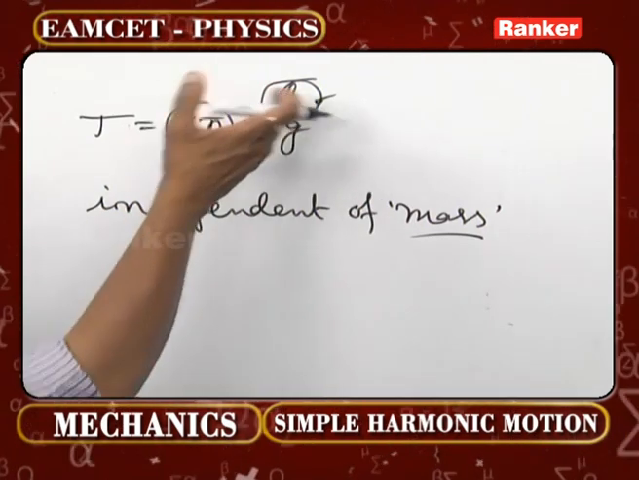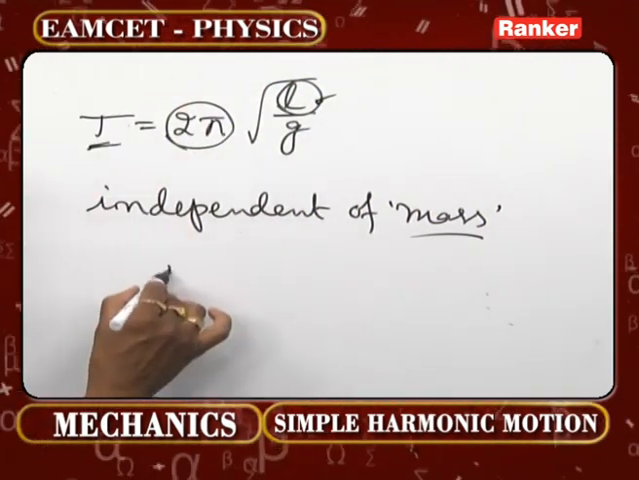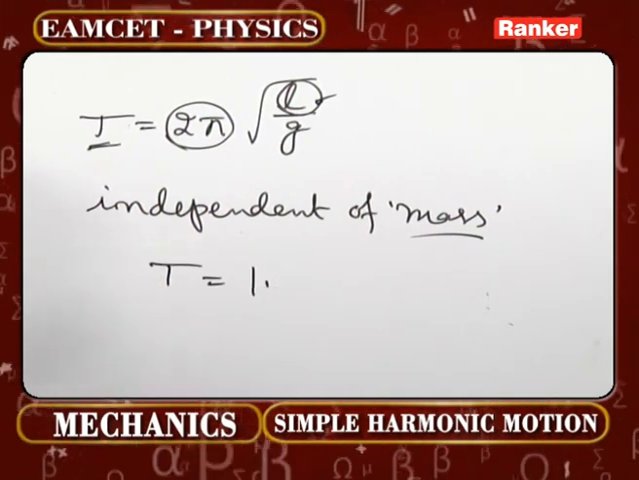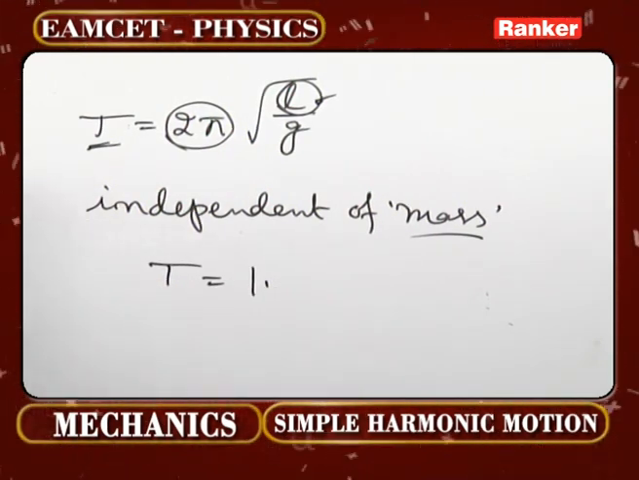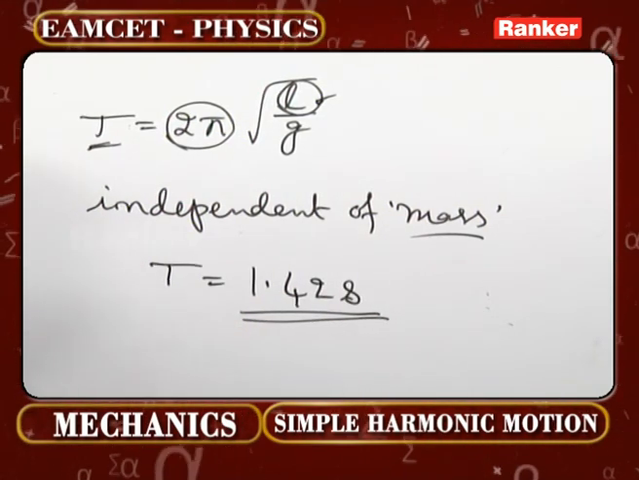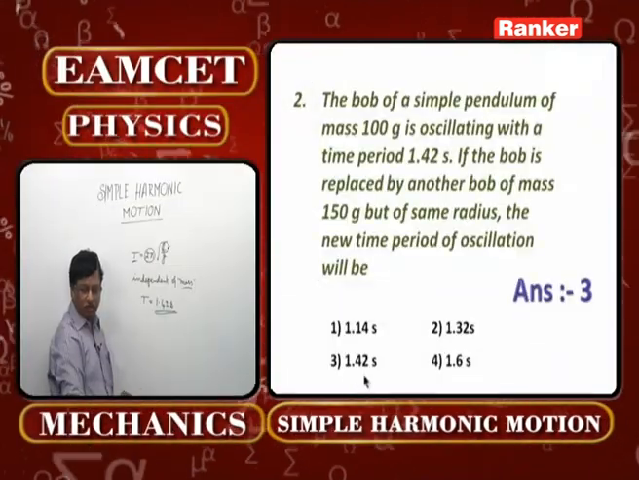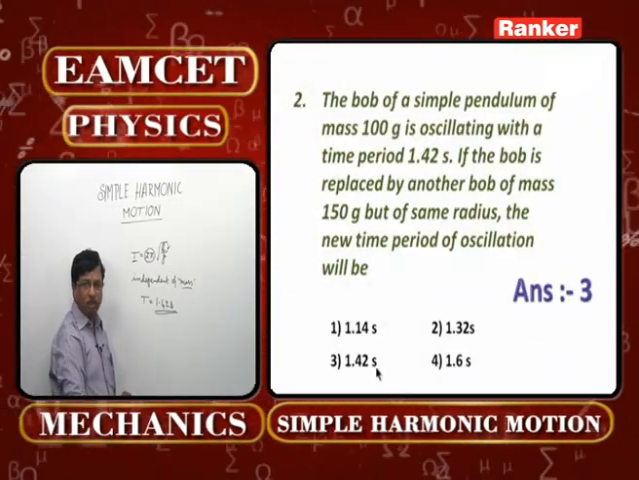When L is not affected, T also will not be affected there. So what will be the value of time period? Again, it is the same as before, 1.42 seconds only. There will not be any change in time period. So what is the correct option? If you look, the third option is going to be the correct one.